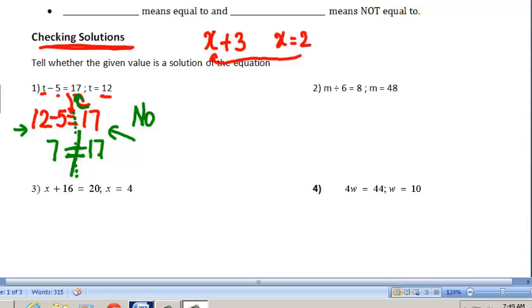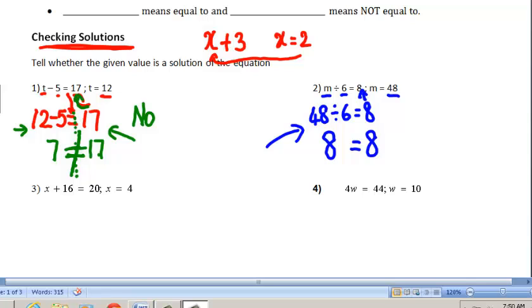Let's move on to the next one. Same thing, they've said that m divided by 6 is 8 and m is equal to 48. First you will substitute. So 48 divided by 6, and this value is what they have given me. That's that value coming down. Let me solve this part of the equation. 48 divided by 6 is 8. Is 8 equal to the 8 that they have given me? Yes, it is. So yes, this is a solution.